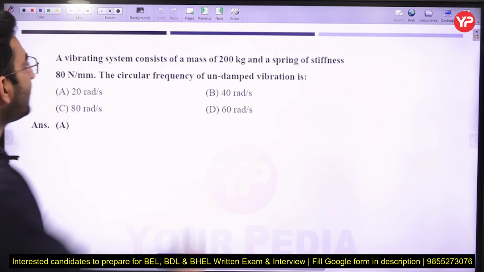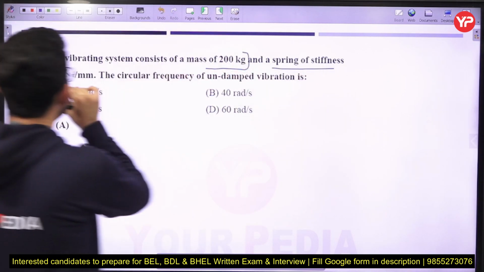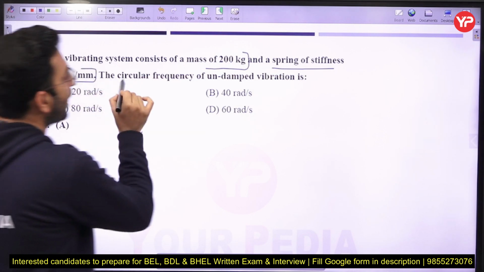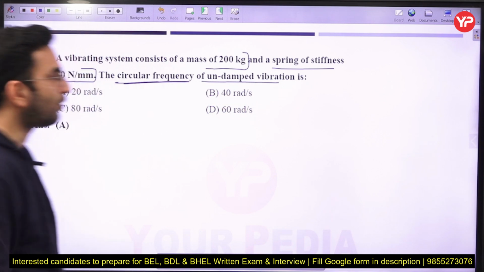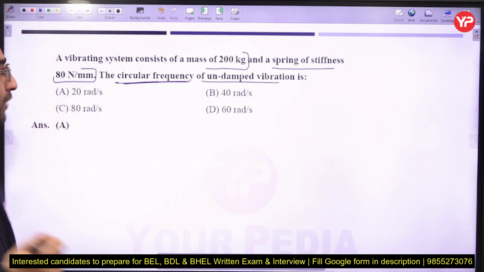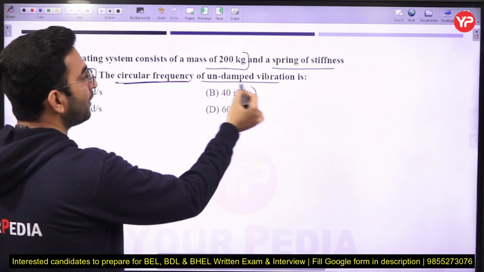Next part. A vibrating system consisting of mass 200 kg and corresponding spring of stiffness as 80 Newton per meter. You have to calculate the value of circular frequency of undamped vibration here. Now what will be the value of the circular frequency? Here in this case, again you have to find out the value in radian per second.